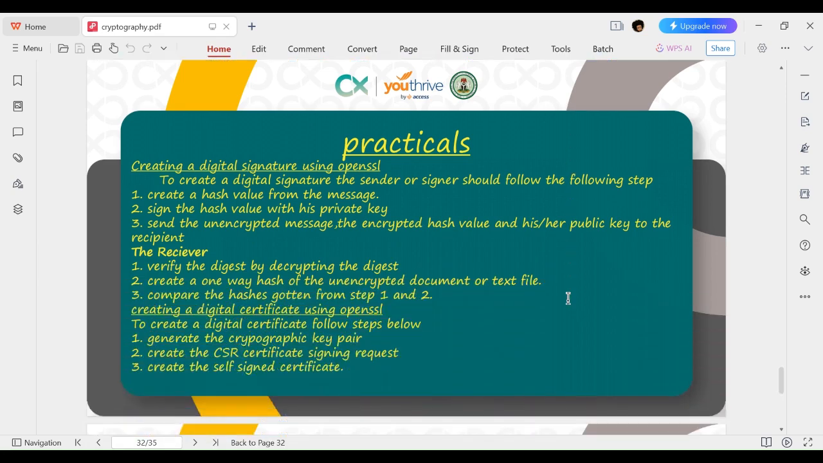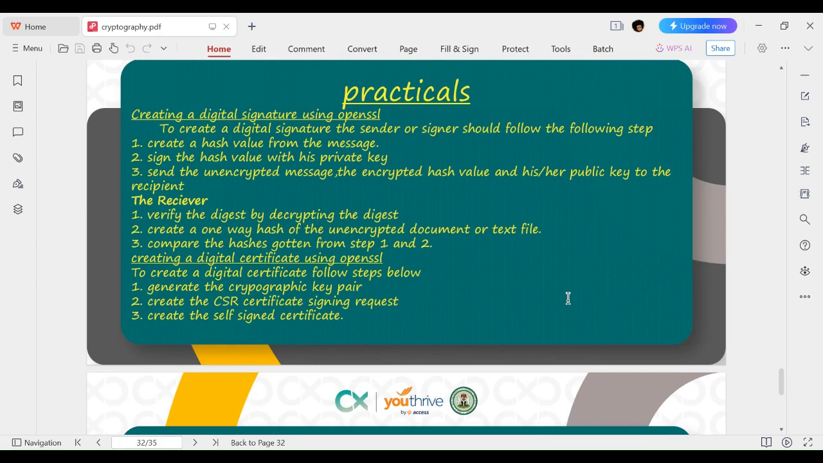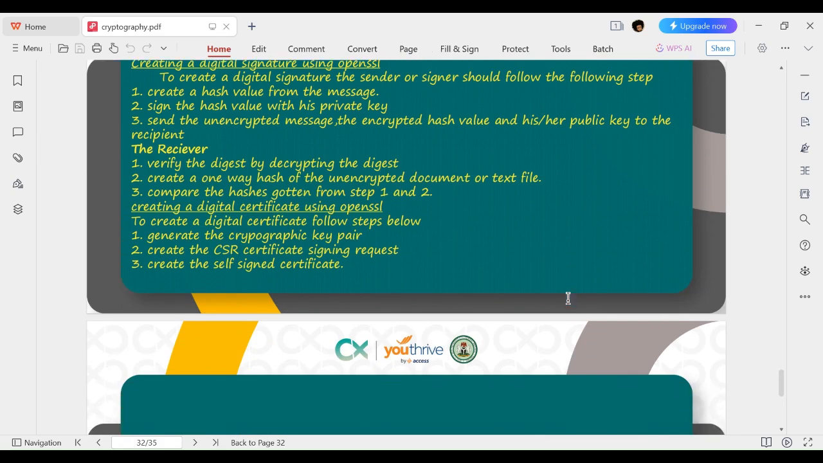So these are the practical we've done. These are the steps to follow to do the practical.